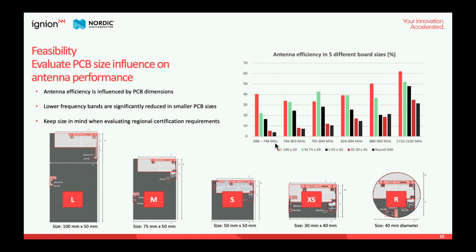For instance, if you want to have more than 10% efficiency in the low bands of 698, you know that we should use large or medium or short, but not extra short. And this is very convenient because you can decide that at the very beginning of the project, minimizing any risk and reducing the design cost. Okay, next, please.